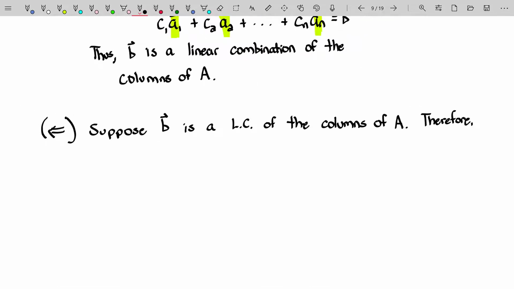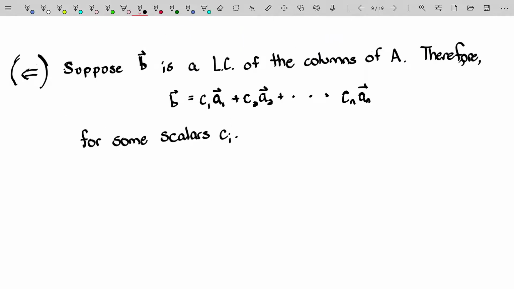Well, what does that imply? What do we know if b is a linear combination of the columns of A? Very simply put, we know that the vector b is the sum of scalar multiples of the columns of A. And I've written it as the vector b is equal to c1 a1 plus c2 a2 all the way to plus cn an. There should be a plus in front of there. For some scalars ci, where ci actually could be real or complex, but in linear algebra, we generally deal with real valued coefficients, so we'll just pretend as though those are real valued numbers.